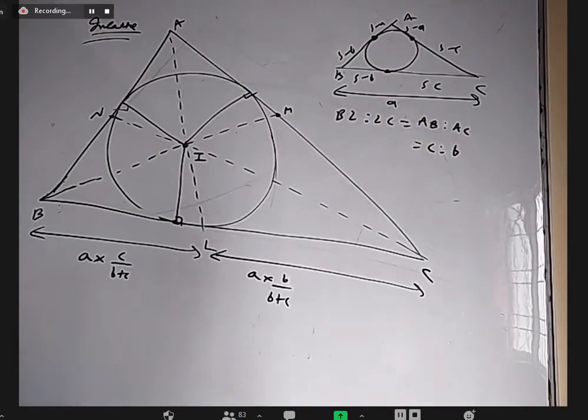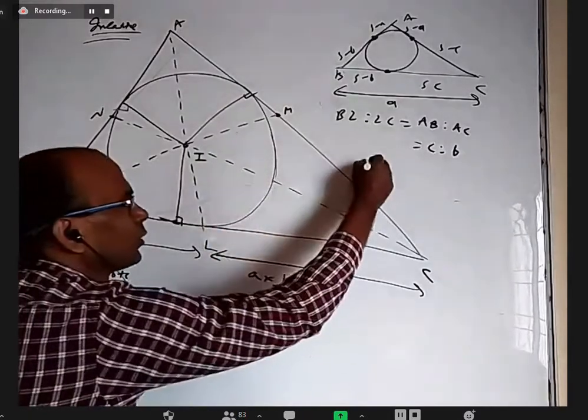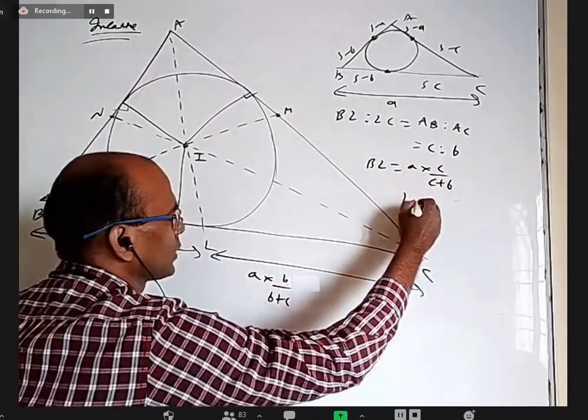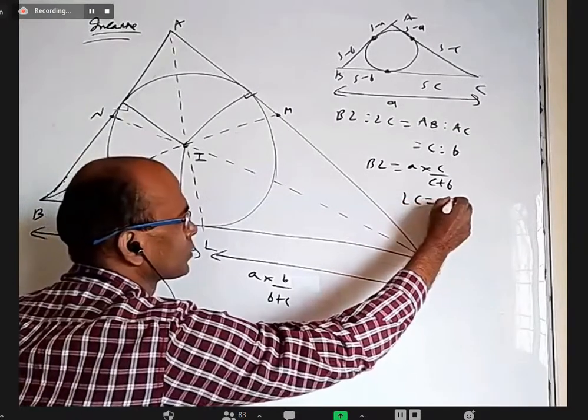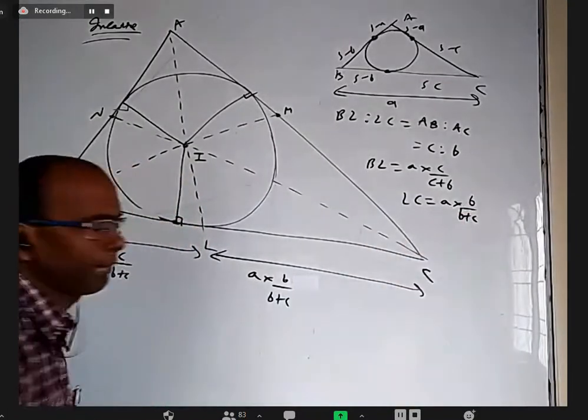Is everybody clear about it? Yes, sir. Just write it, that's all. You can write it here itself. BL is equal to a into c by c plus b, and LC is equal to a into b by b plus c.